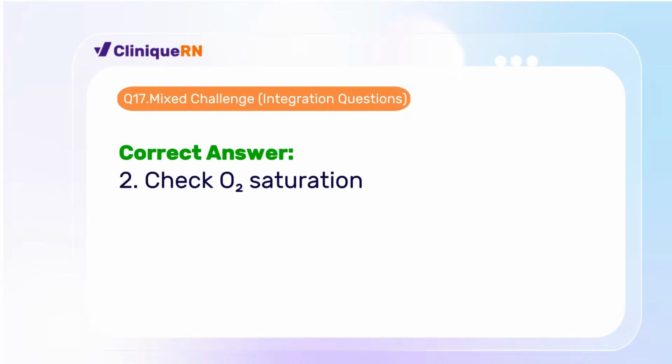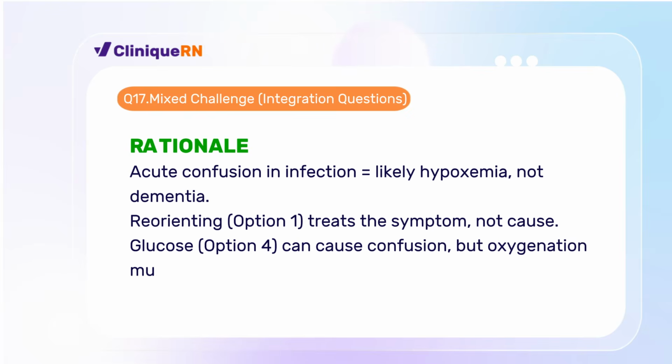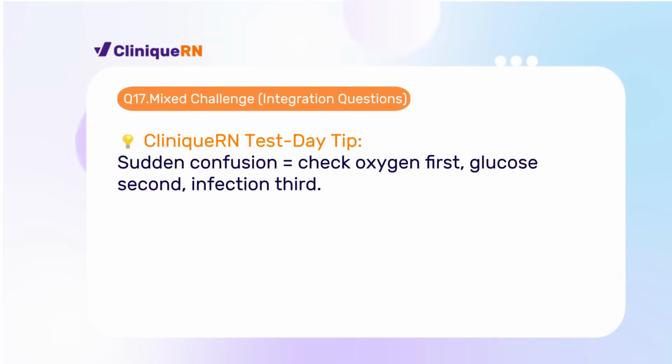The correct answer is 2. Check O2 saturation. Rationale: Acute confusion in infection means likely hypoxemia, not dementia. Reorienting, option 1, treats the symptom, not cause. Glucose, option 4, can cause confusion, but oxygenation must be ruled out first. CliniqueRN test day tip: Sudden confusion means check oxygen first, glucose second, infection third.